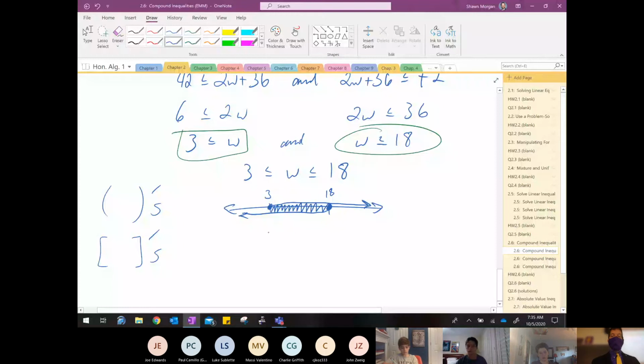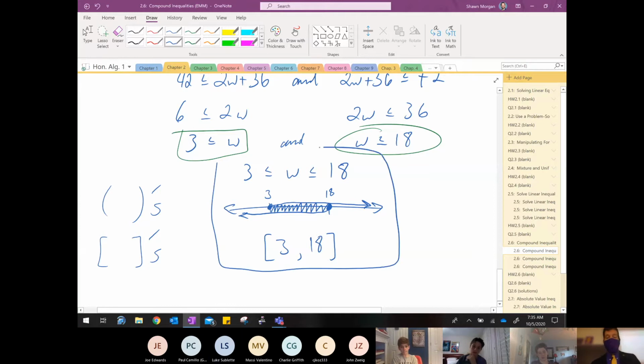And then, what's the left side? What's the farthest to the left that I'm going to go in my answers? 3. And what's the farthest to the right that I'm going to go? 18. And look at you. You've just done interval notation, even though you didn't think you could do it.